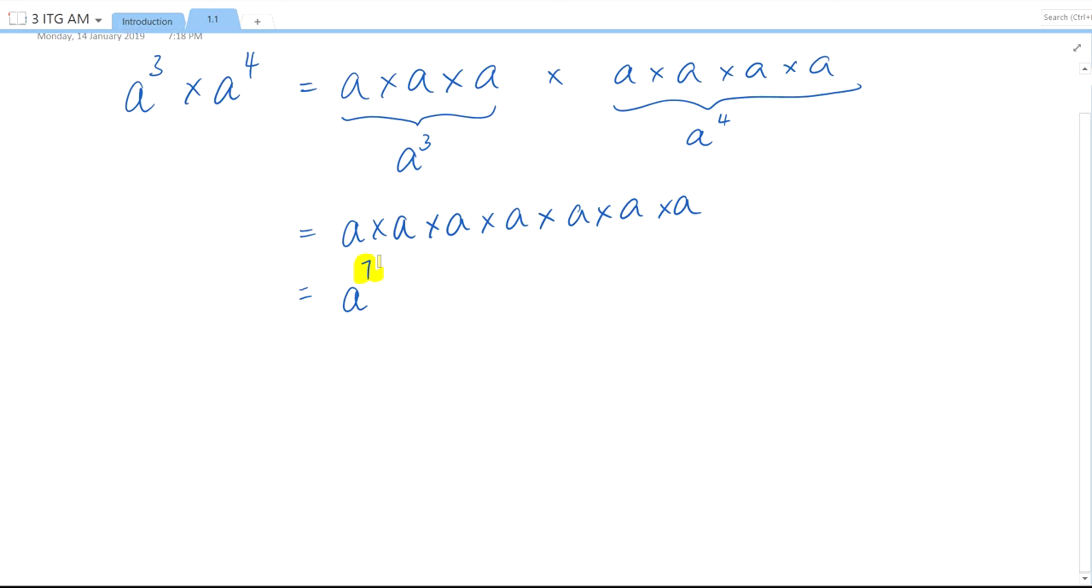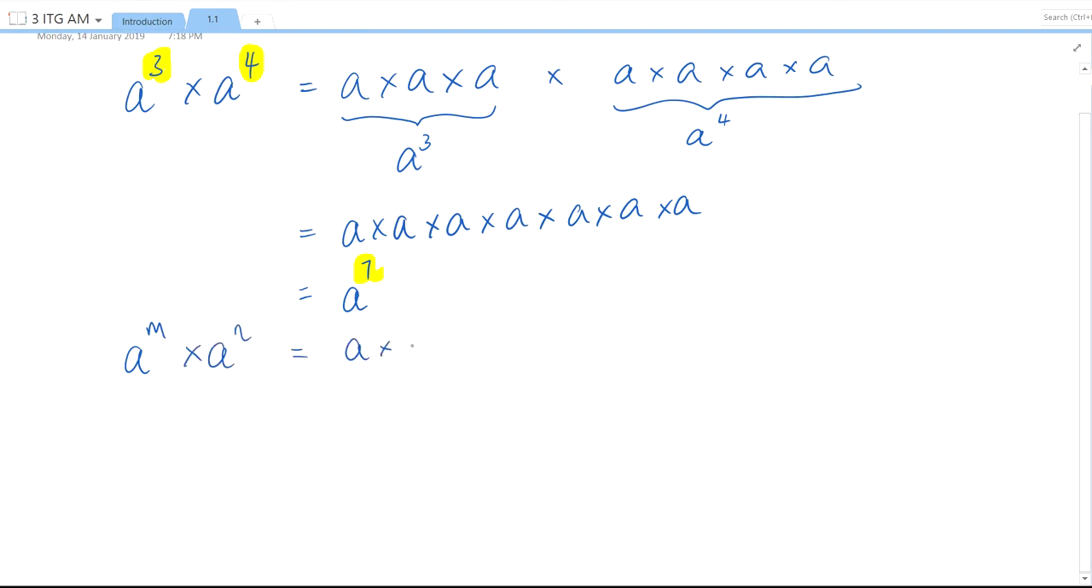exists because of the number of a's which came from a to the power 3 and a to the power 4. So this 7 over here is closely related to the 3 and the 4 over here. If you would like, you can try some examples yourself, but it will simplify to become, in this case, a to the power of m times a to the power n.